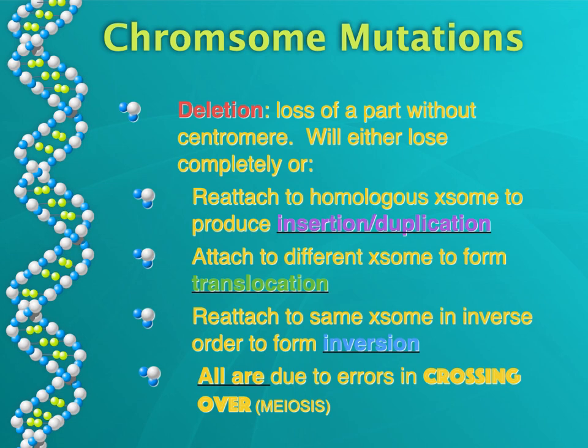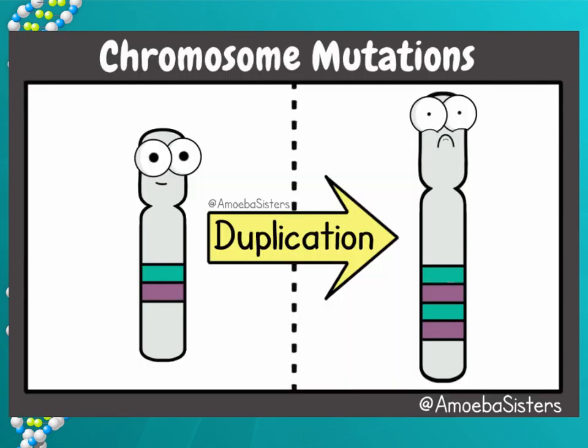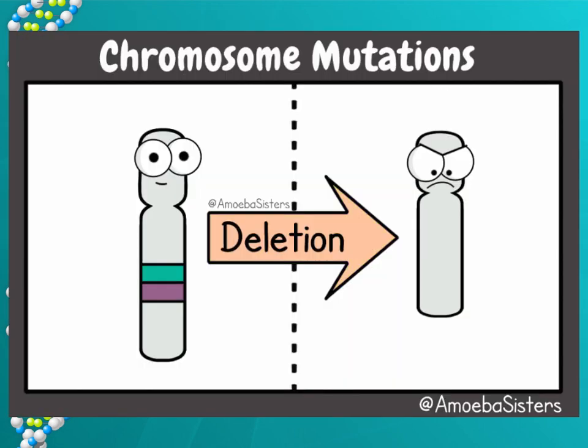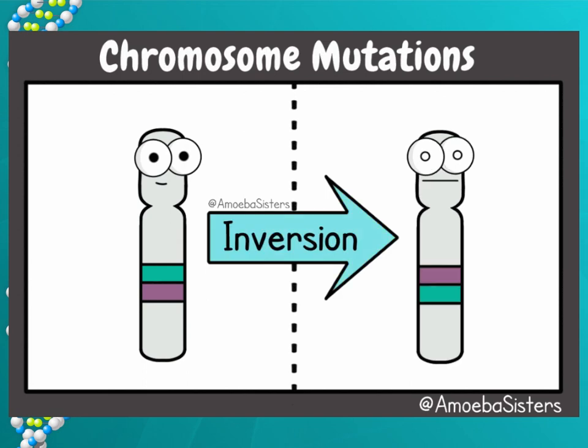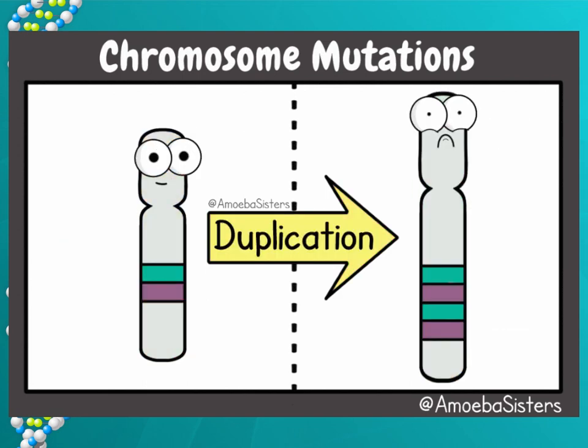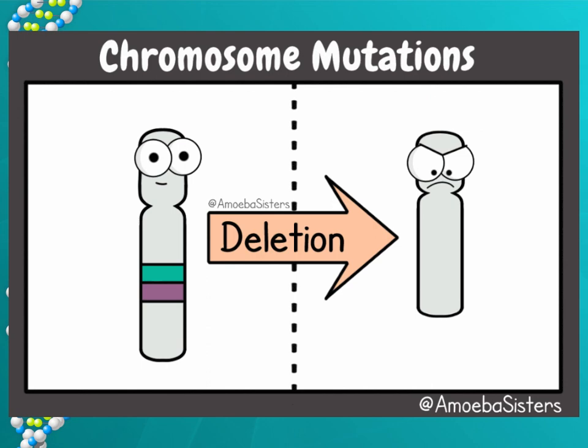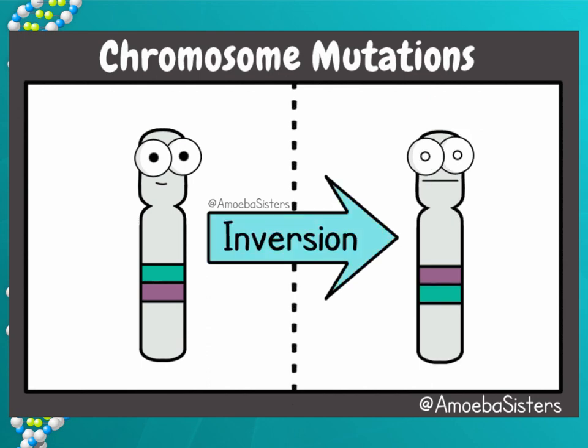That's called a translocation. Trans meaning different, location, obvious, different location. And sometimes you get flipped upside down and reattach, and that's called an inversion. Again, these are all issues in crossing over. There's your deletion, your inversion upside down, translocation to a different one. Duplication is when you get the same piece. Deletion is when it disappears.